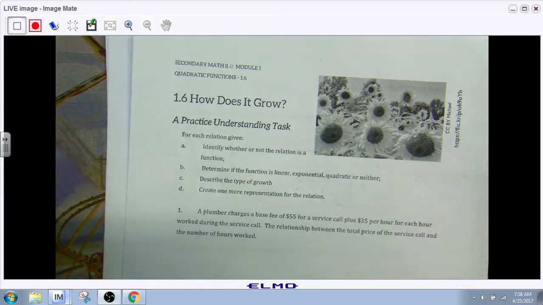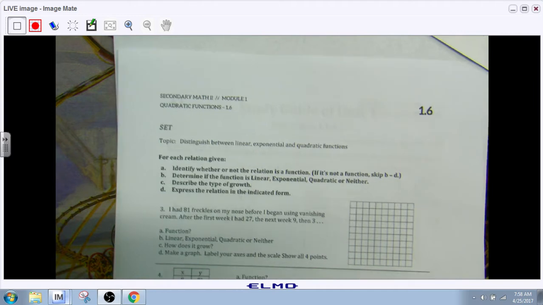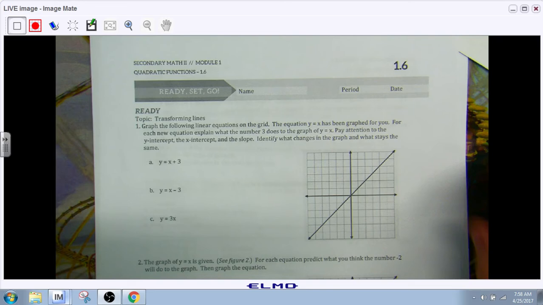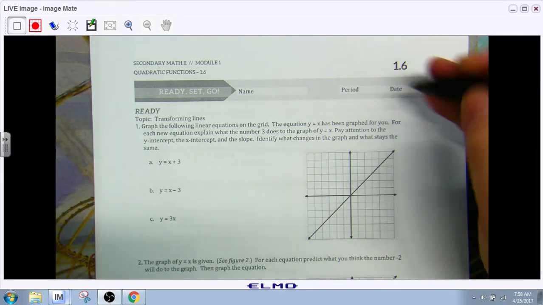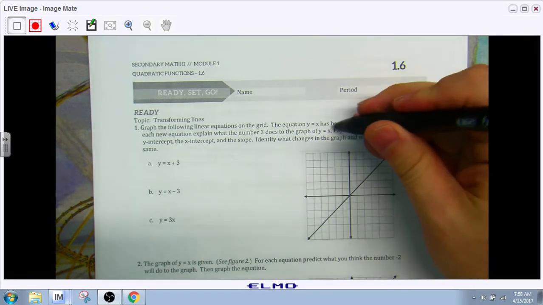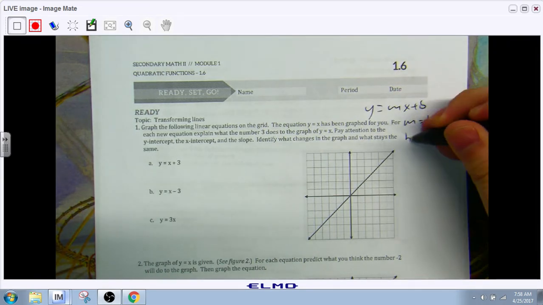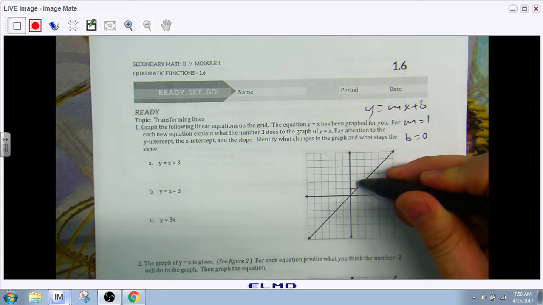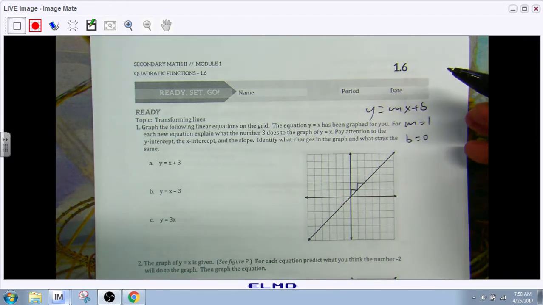Next, let's go to our problems for 1.6. So we're going to be transforming lines. We're going to graph the following linear equations on the grid. The equation y equals x has been graphed for us. Remember, if we do y equals mx plus b, this would mean our slope is 1 and our b is 0. Sure enough, 0 is where it crosses and it goes up 1 over 1, up 1 over 1. All right. For each new equation, explain what the number 3 does.